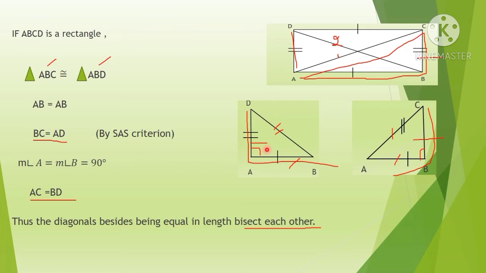In these two triangles, which is the common side, children? AB is the common side, right? So we can write AB is equal to AB because that is a common side.